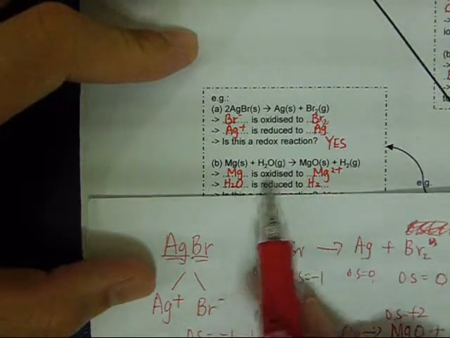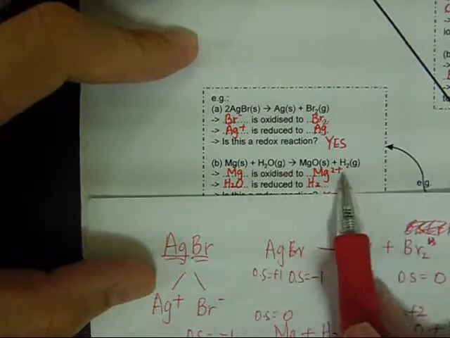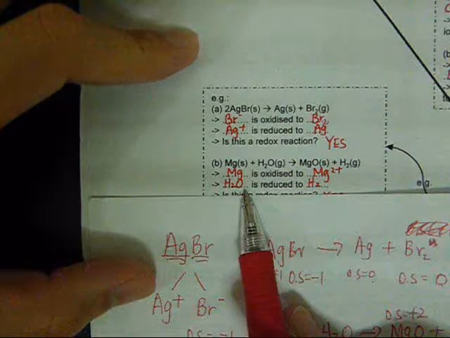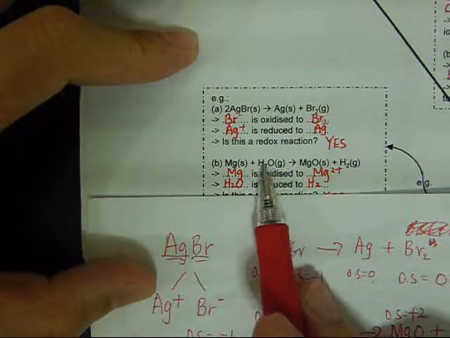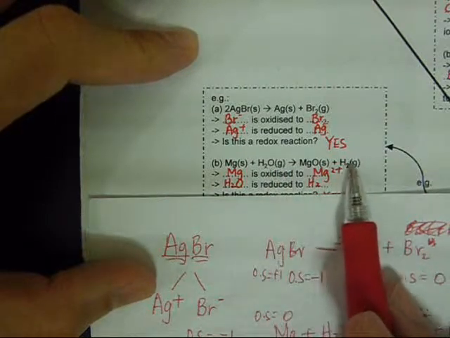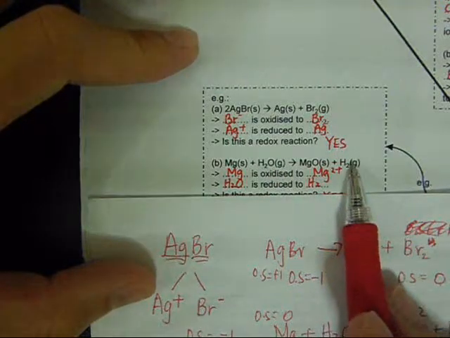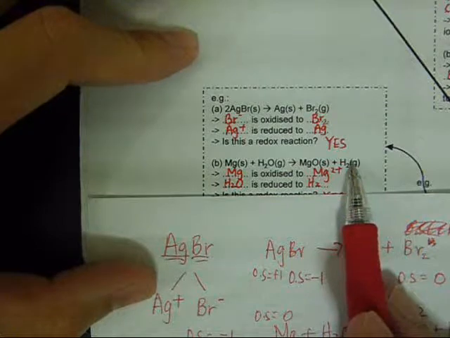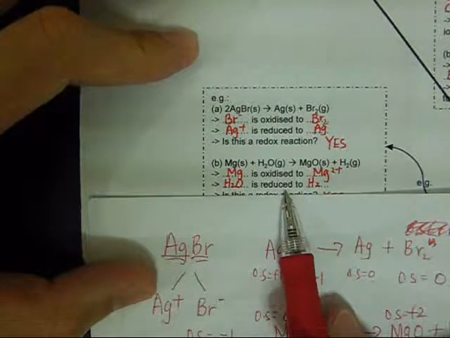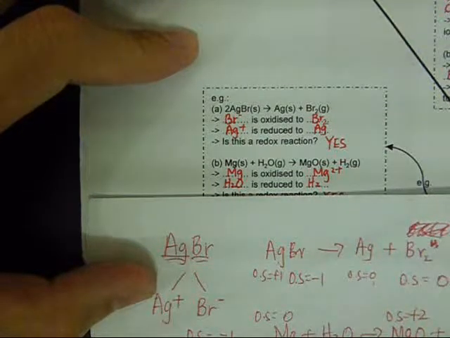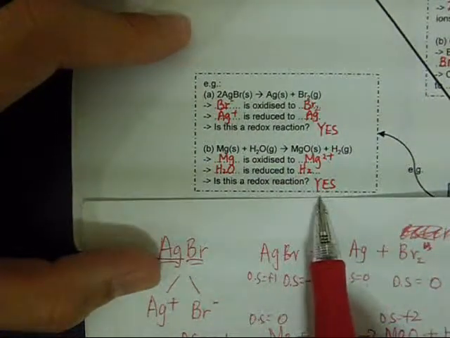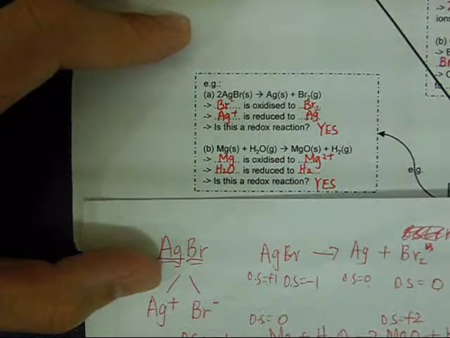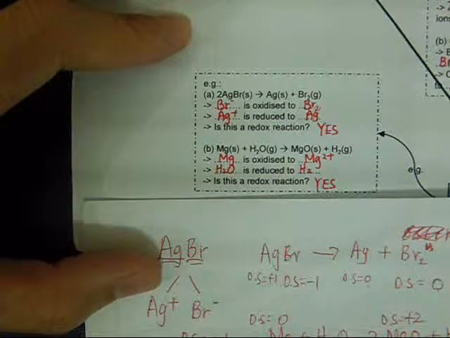Now let's look at H2O. H2O becomes H2. This one we don't have to look at the oxidation state, we just have to look at the oxygen. H2O has one O here. In H2, the O is gone. So there is a loss of oxygen, and by definition loss of oxygen means reduction. Therefore, this is a redox reaction because there is oxidation and reduction taking place together in the same chemical reaction.